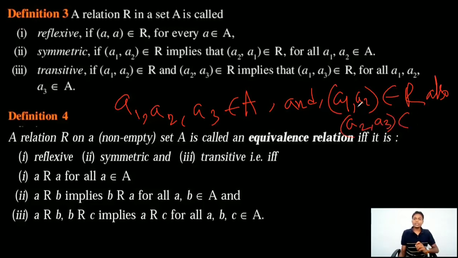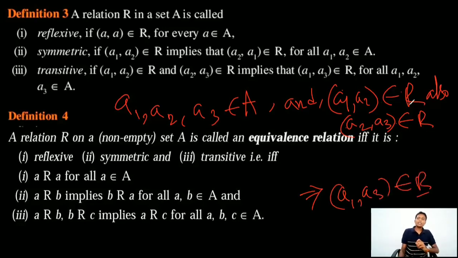If these two conditions hold, A1 comma A2 belongs to R and A2 comma A3 belongs to R, this implies that A1 comma A3 also belongs to R, then this relation R is called an equivalence relation on the set A. These three conditions, reflexive, symmetric and transitive, if they hold simultaneously, then this relation is called an equivalence relation. This is definition 4.